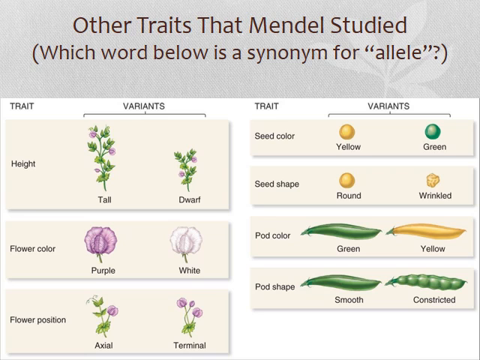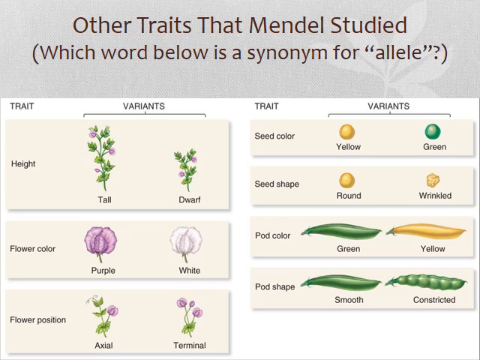Now other traits that Mendel looked at were things such as height, tall or short, flower color, purple or white, flower position, axial or terminal, and he also looked at the peas themselves. So the seeds were either yellow or green, round or wrinkled, and the pod color was either green or yellow, or smooth or constricted.